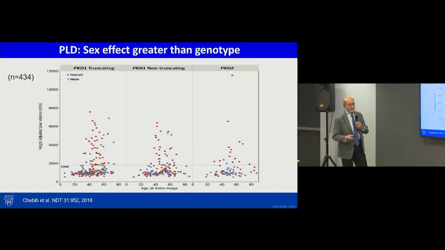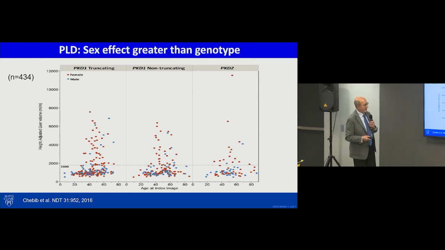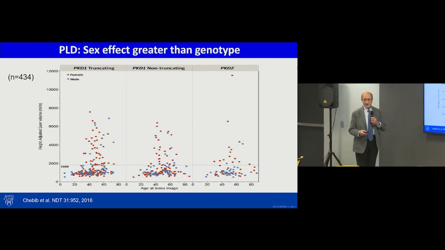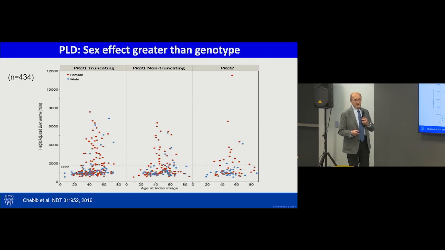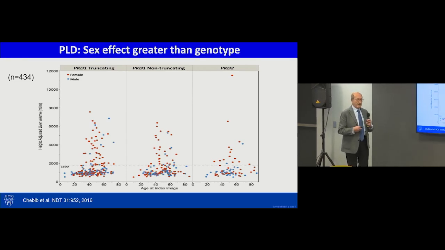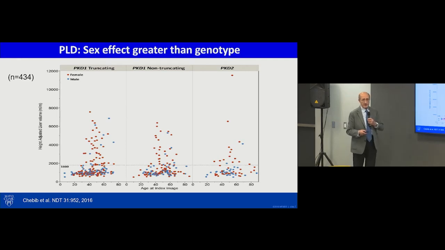Now, because of this, it's not strange that, as you have already heard from York, female sex is more important than genotype in determining the severity of polycystic liver disease. So yes, patients that have PKD1 truncating mutations may tend to have a slightly more severe polycystic liver disease, but the difference between different genotypes is much less than the difference between women and men in terms of the severity of polycystic liver disease.